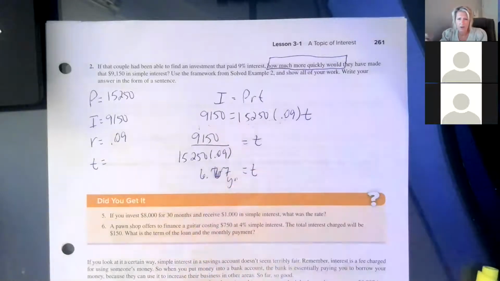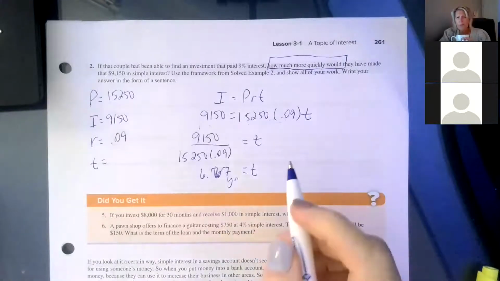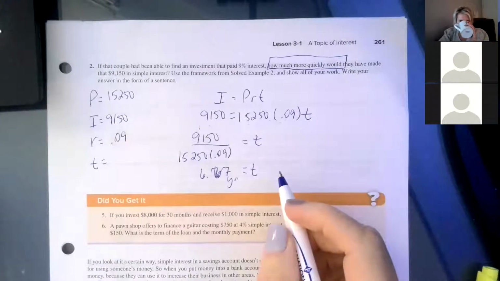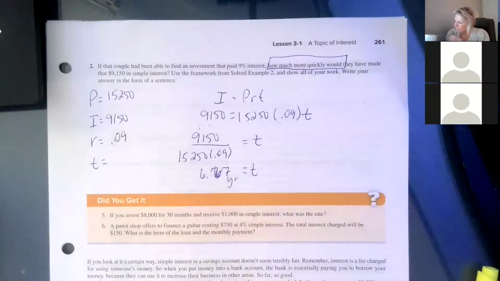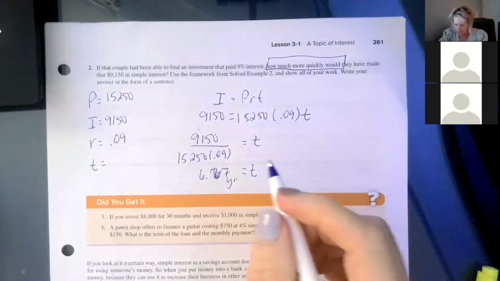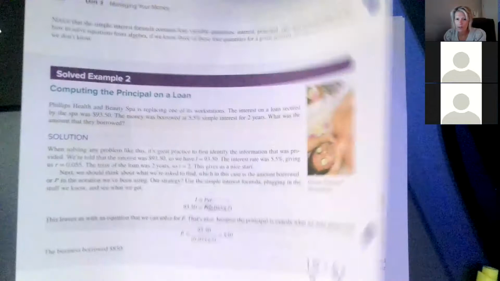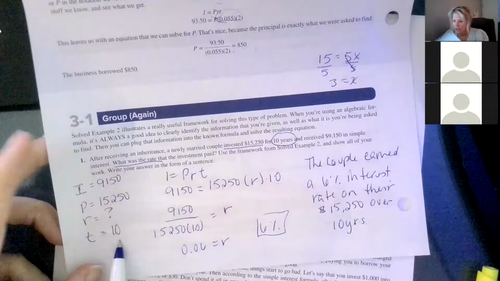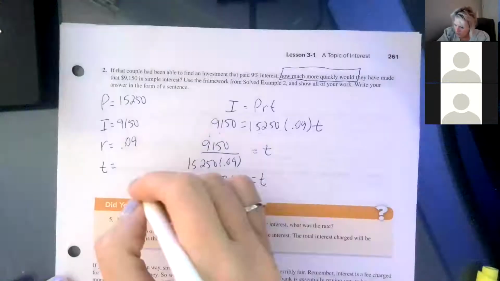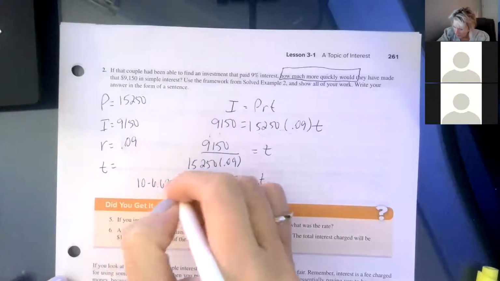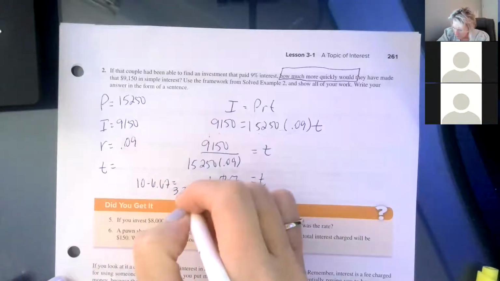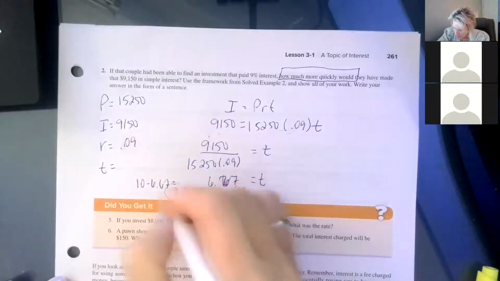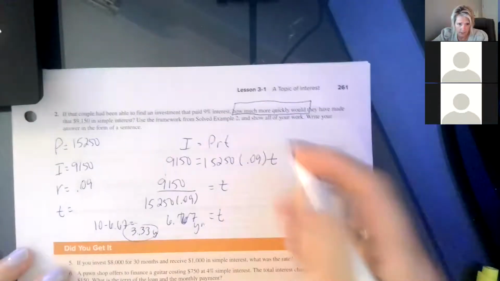Okay, so is our answer 6.67 years? Because it says how much more quickly? No, then you have to subtract it from 10. Okay. Or 10 subtracted from that. So, yep. They want us to compare it to the 10 years that it took over here on number one, and so 10 minus 6.67 is 3.33 years. So let's write that in a sentence, right?